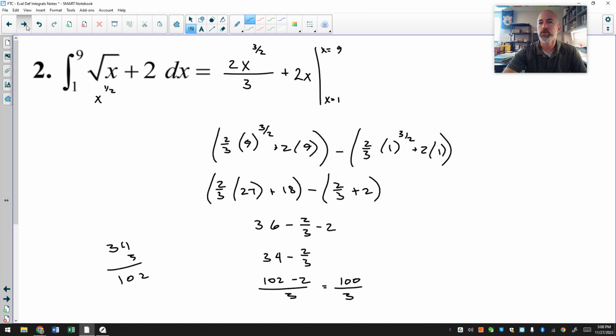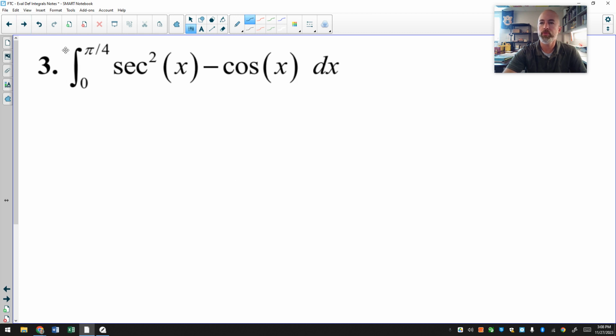Okay, so let's look at number 3. There's only one more example after this one. So number 3, we have secant squared of x minus cosine of x. And these are recognition antiderivatives. There is no process, no adding or subtracting or arithmetic involved. You should just recognize secant squared as the derivative of tangent x. So tangent of x minus the antiderivative of cosine x, which would be sine x.